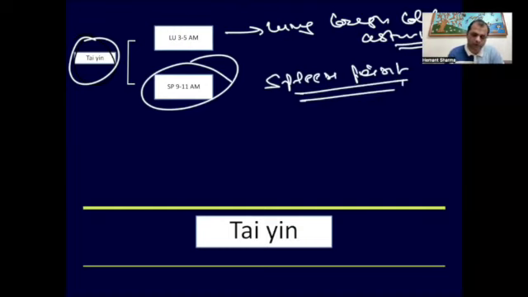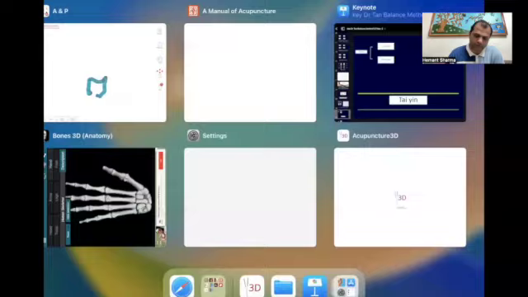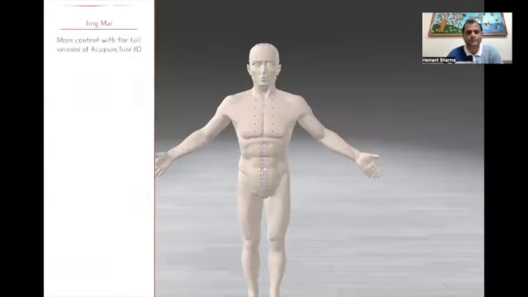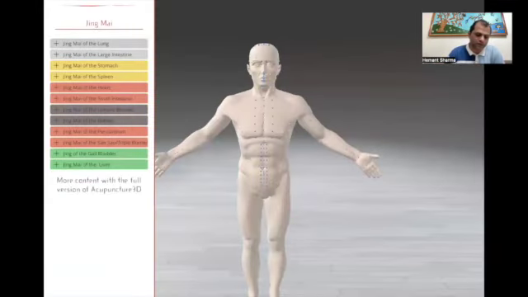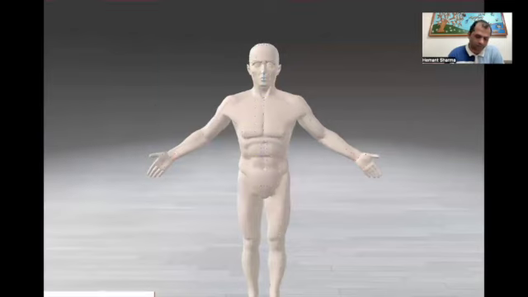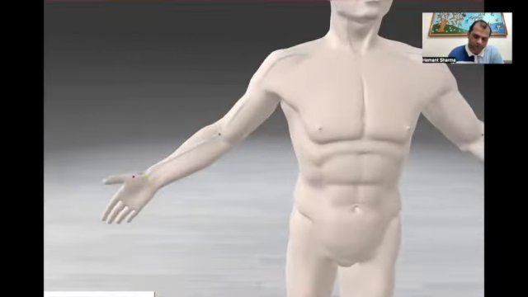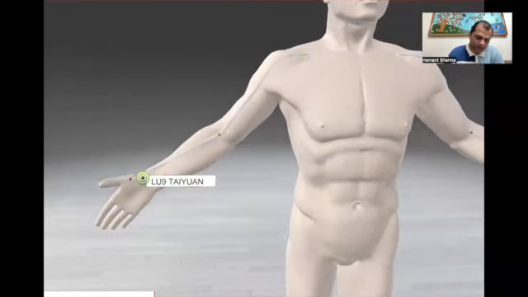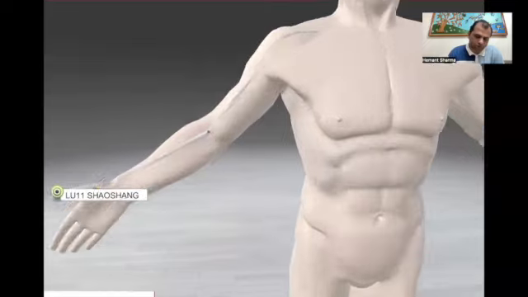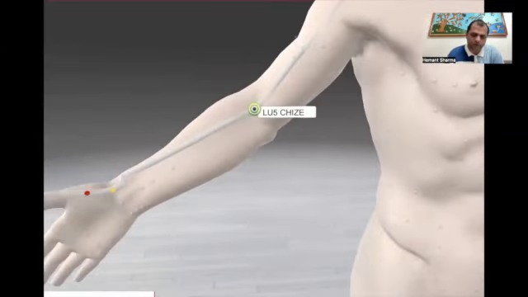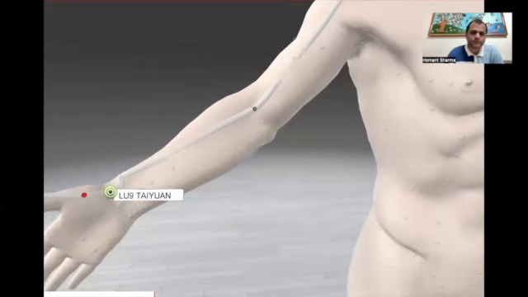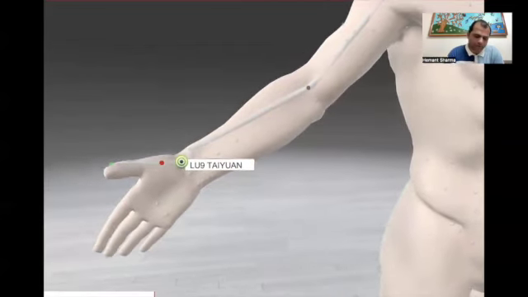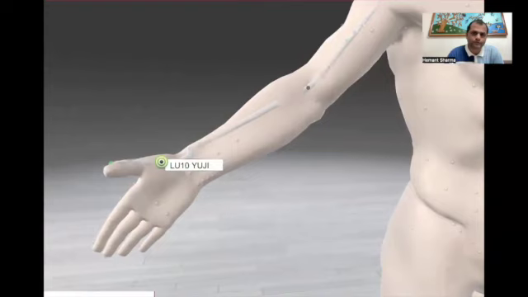Or I will show you the image of the meridian for clear understanding. The person is having a problem in the lung meridian. We can see this is the lung meridian. So a person is telling, okay, I'm having elbow pain in the lungs, wrist pain here, and pain in the palm here.